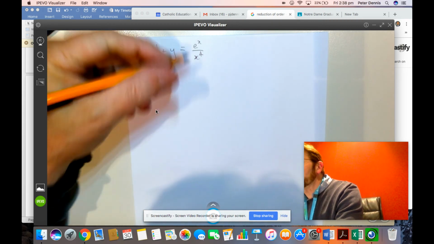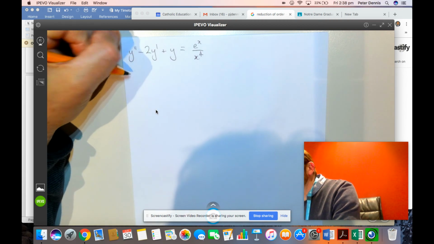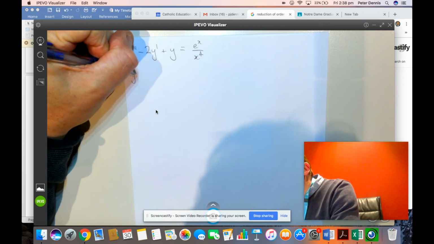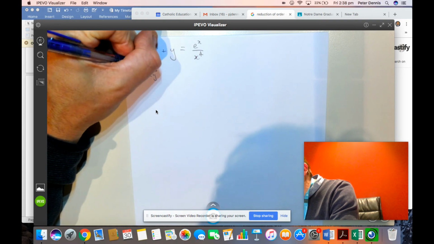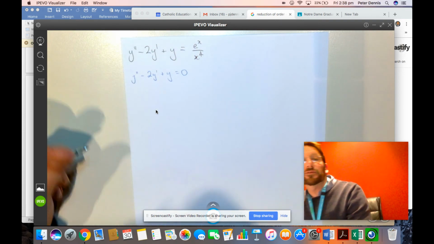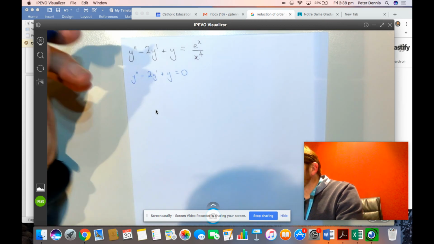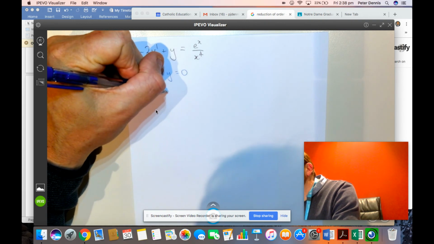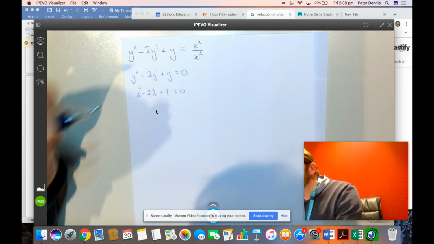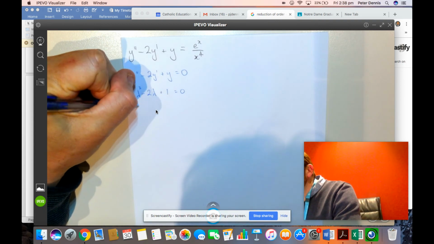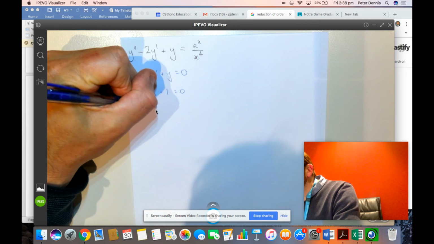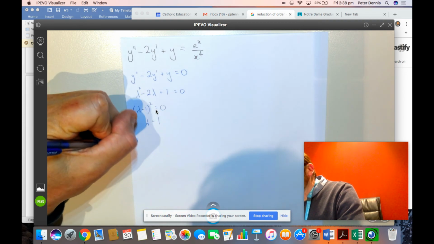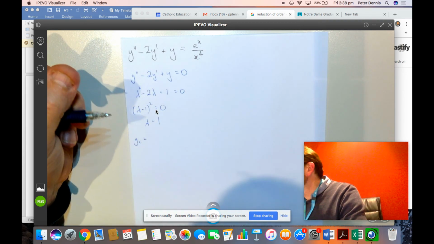So the first thing we're going to do if we want to solve this and find a general solution is consider our homogeneous solution, y double dash minus 2y dash plus y equals 0. This is fairly standard, the way we do these, and therefore if we look at lambda squared minus 2 lambda plus 1 equals 0, what we get is lambda minus 1 all squared equals 0, therefore lambda equals 1.